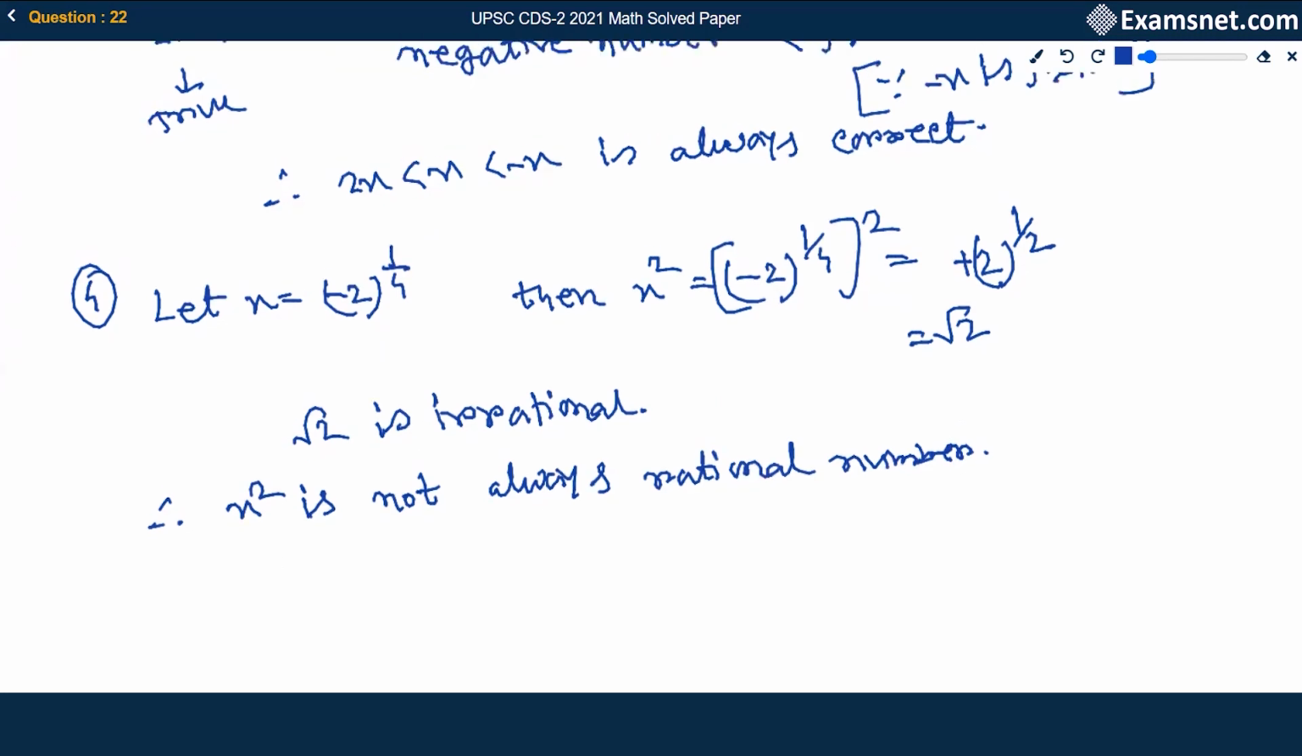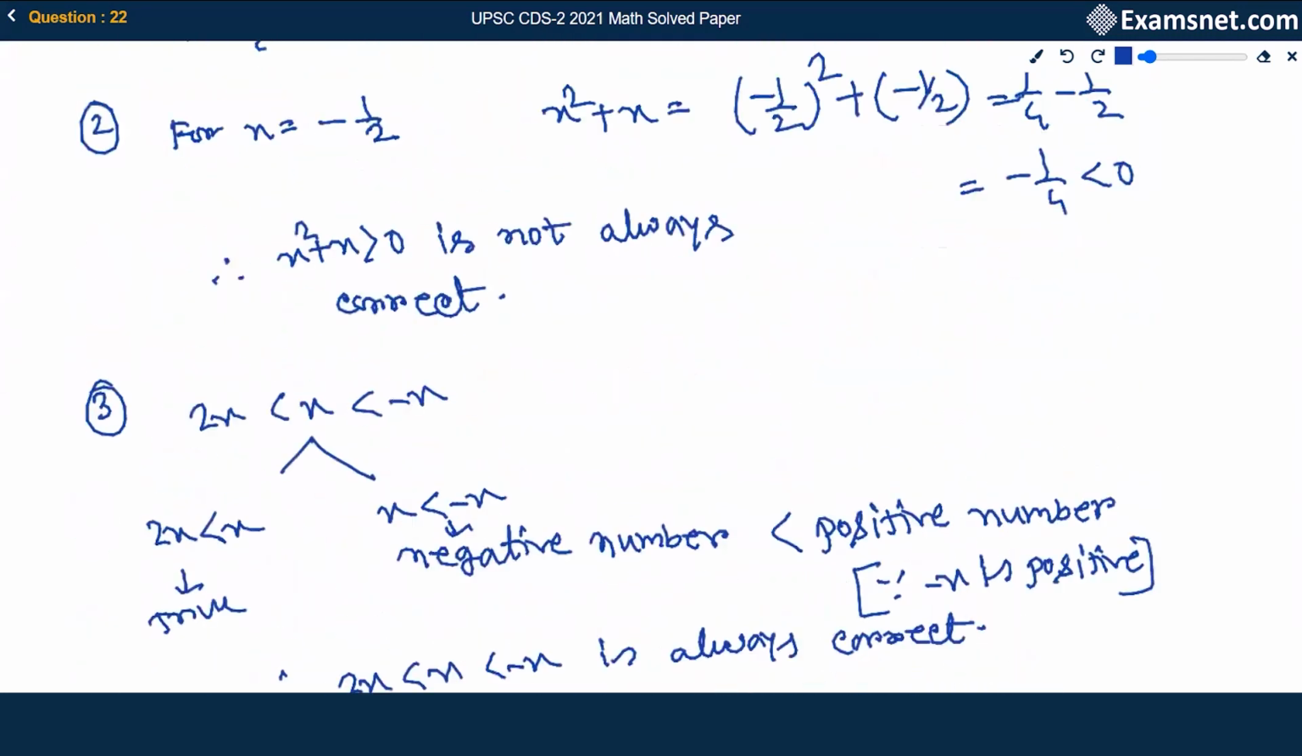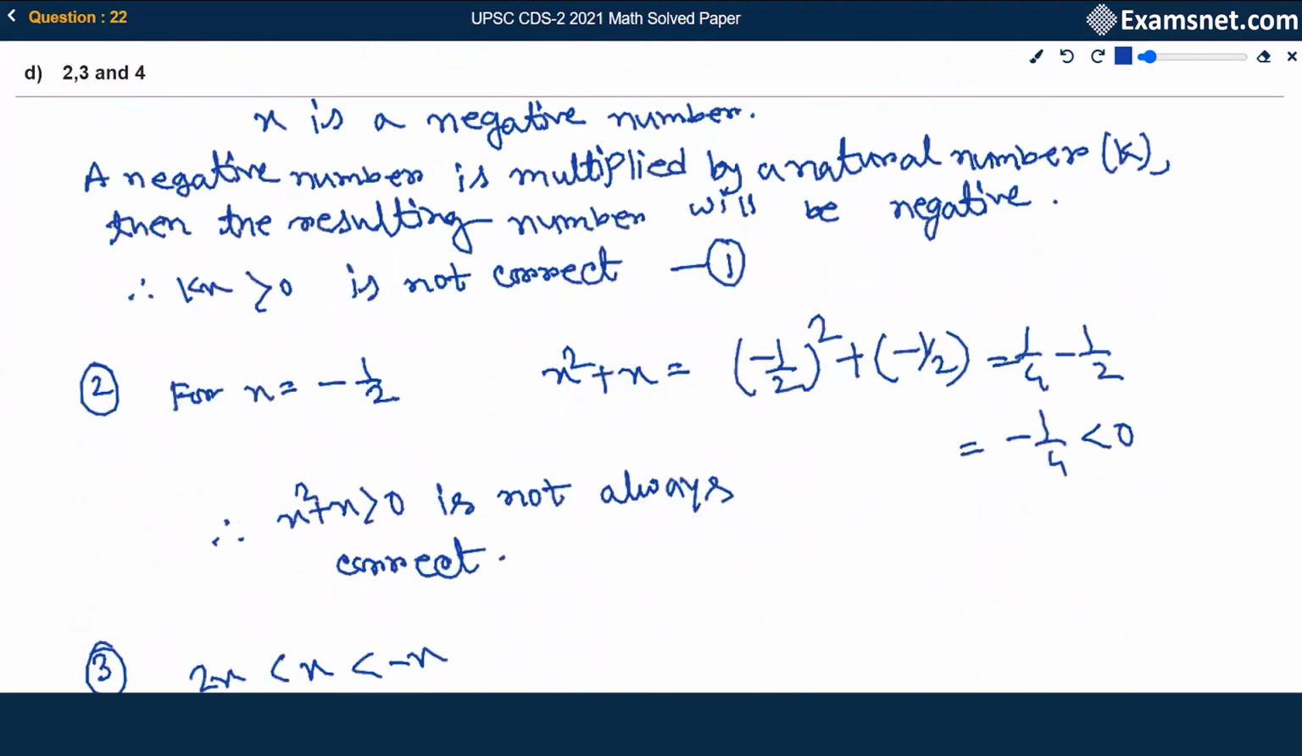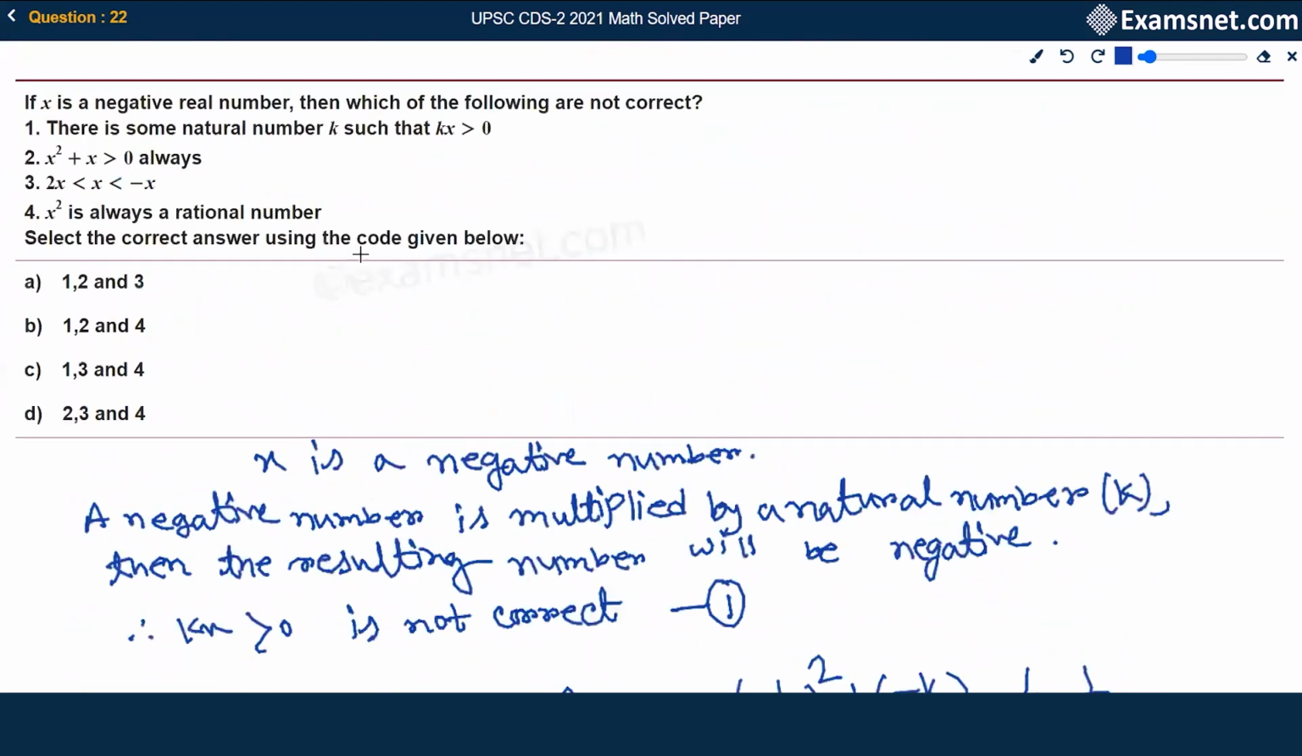So we can see that 4 is not correct, 3 is correct, 2 is not correct, 1 is not correct. So here select the correct code, I mean the following which are not correct. So 1, 2, 4, option B is the correct answer here.